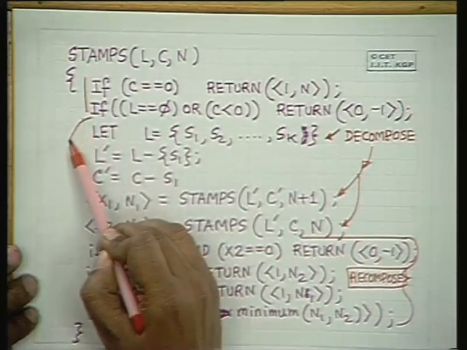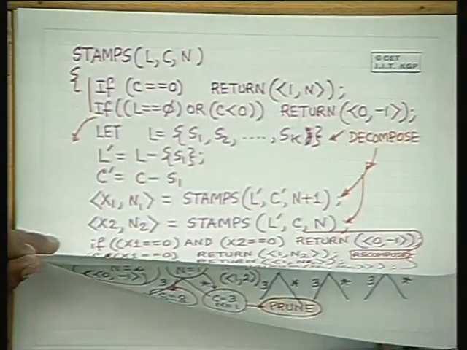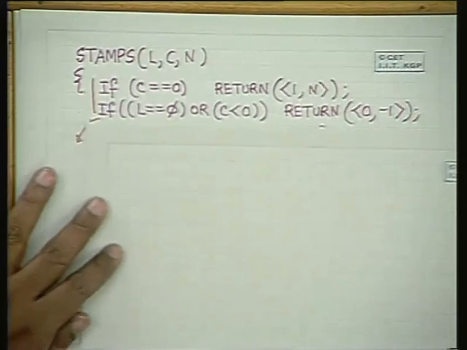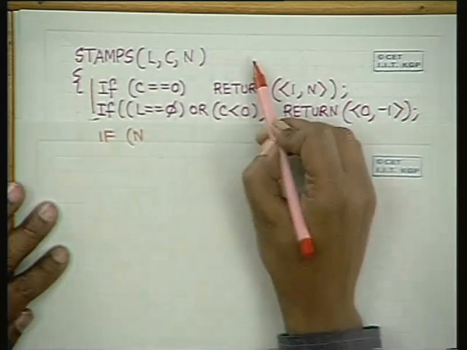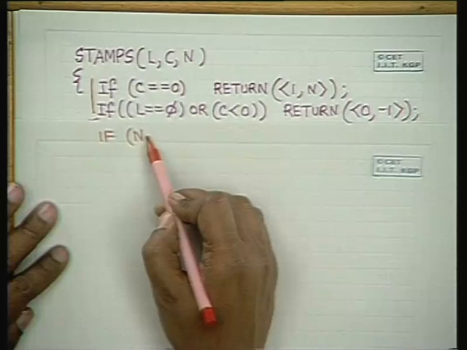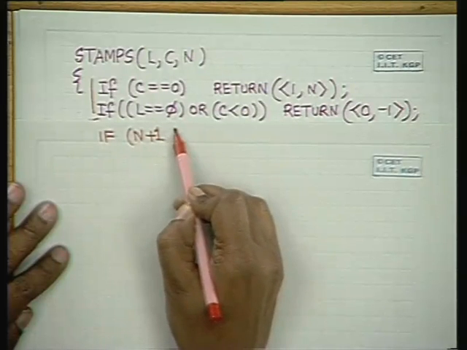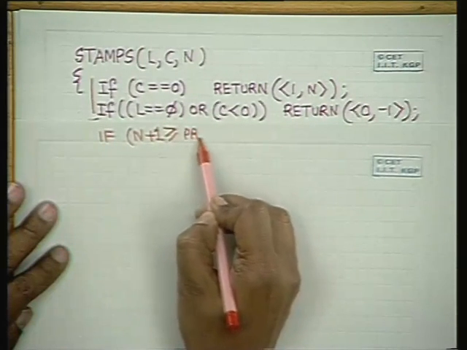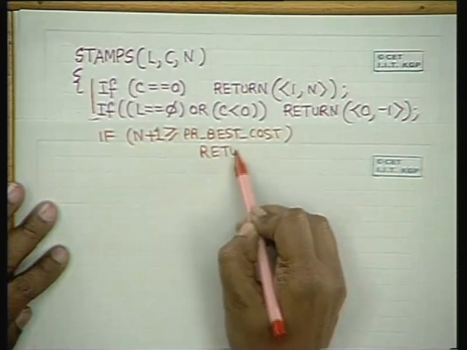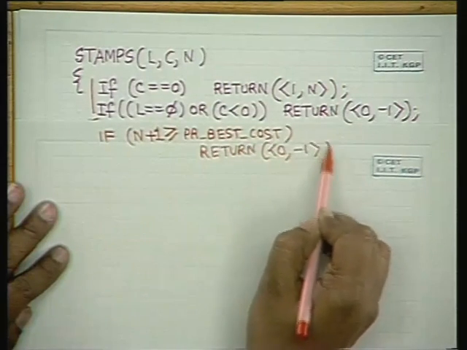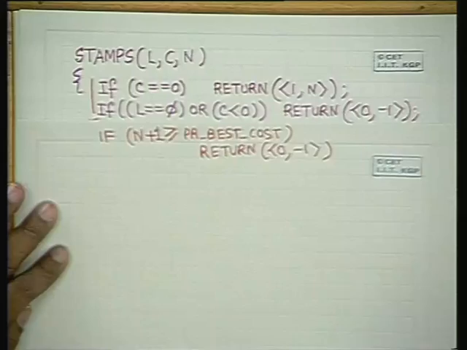At this point, I can say the following. What can I say? Let us assume that the present best cost is a global variable. If n plus 1 is greater than or equal to the present best cost, simply return. I return with failure, there is no point, I will not get anything. The value of n plus 1 is greater than or equal to the present best cost.